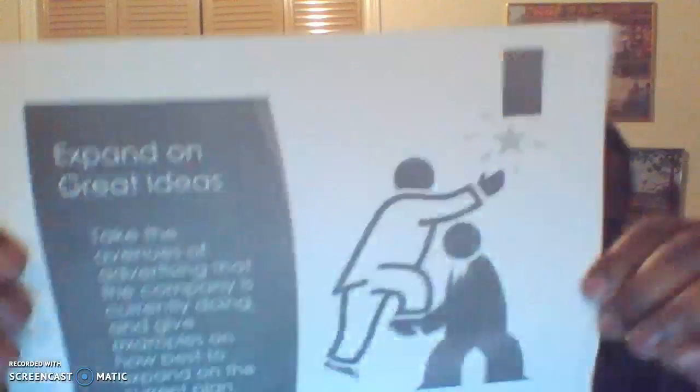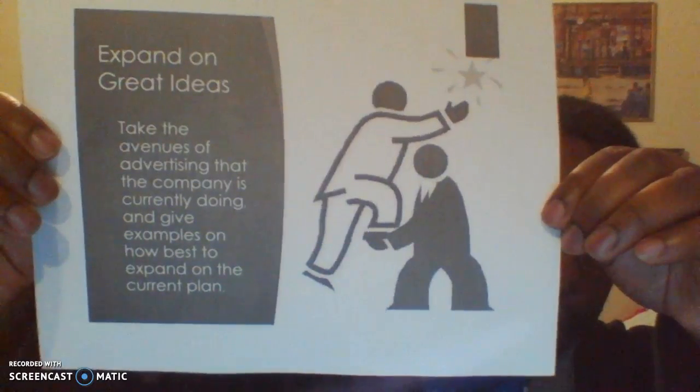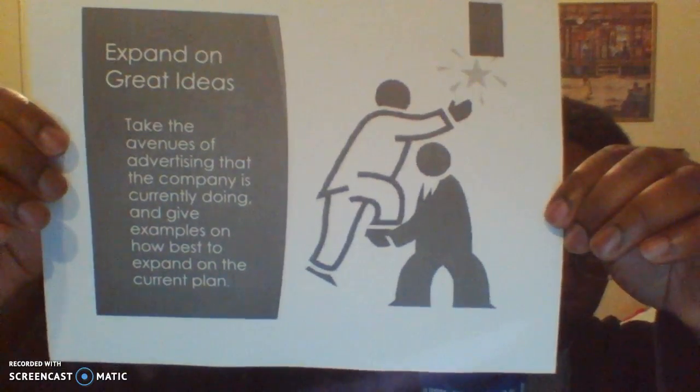Going into expansion, you want to expand on great ideas. Take the avenues advertising the company is currently doing and give examples on how best to expand on the current plan. Essentially, if all the company is doing is social media, or they have an ad in the paper, explain to them how they can expand on what they're already doing. Maybe put out a bigger ad, maybe advertise in more papers. Social media, hit up some more social media sites. Maybe have someone strictly working with social media to keep their name out there in the streets. Whatever it takes to expand, maybe that's the route you want to take.